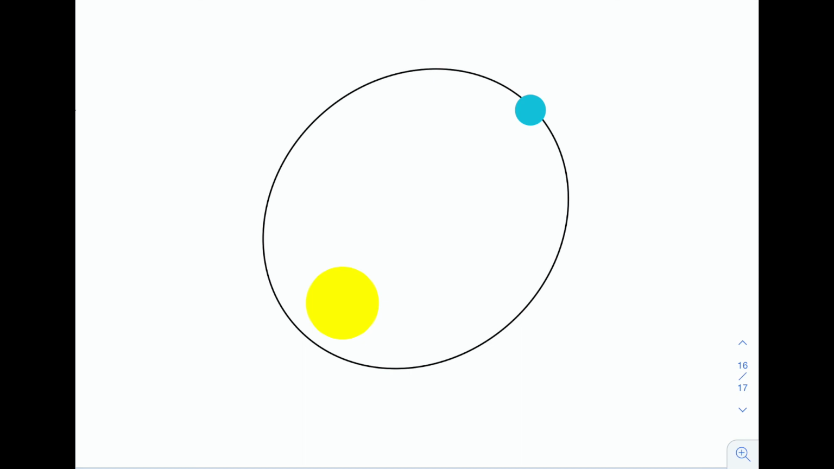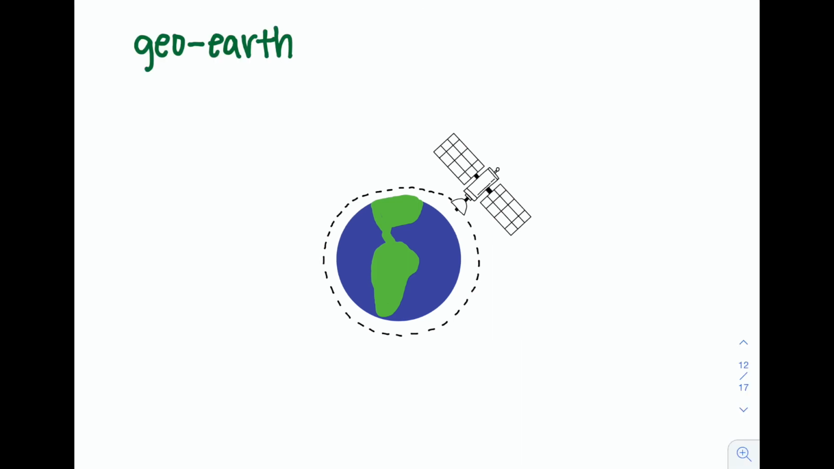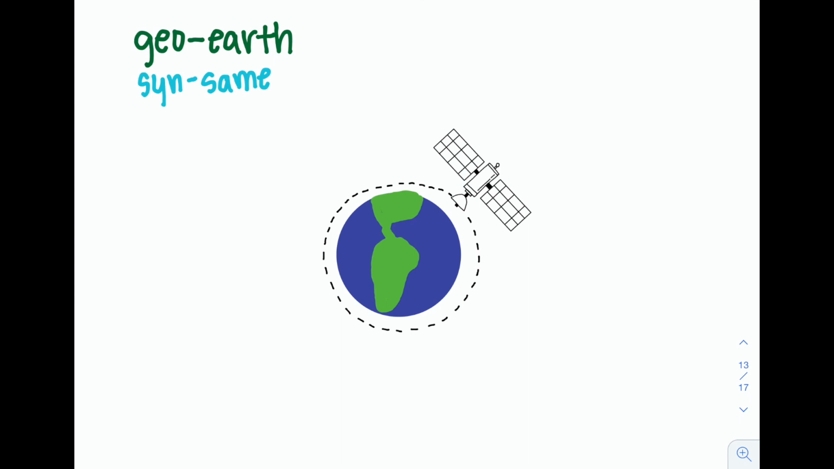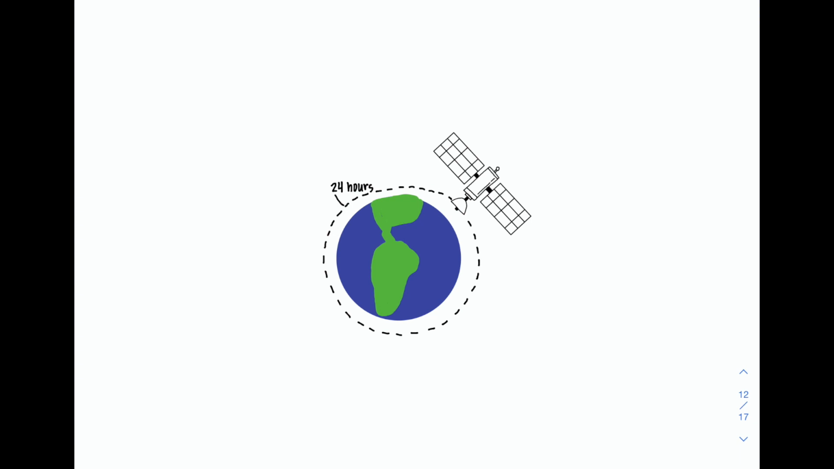The next type of orbit is a geosynchronous orbit. Geosynchronous, broken down: geo means Earth, syn means same, chrono means time. Orbits of planets or orbits of objects going around planets will move quicker if closer to the object, and something farther away will take a longer time. An object orbiting around the Earth exactly every 24 hours is said to be in a geosynchronous orbit. Most communication satellites are in a geosynchronous orbit.